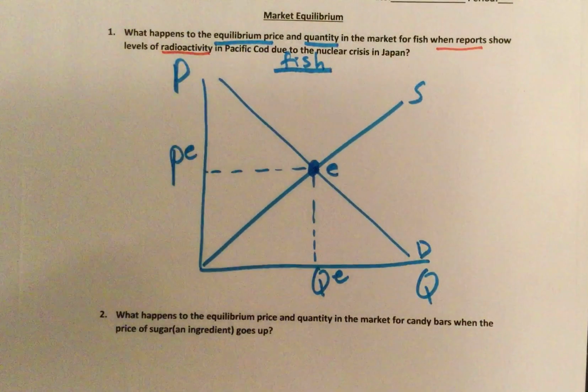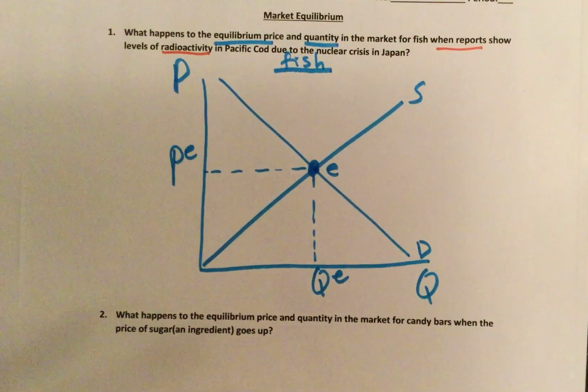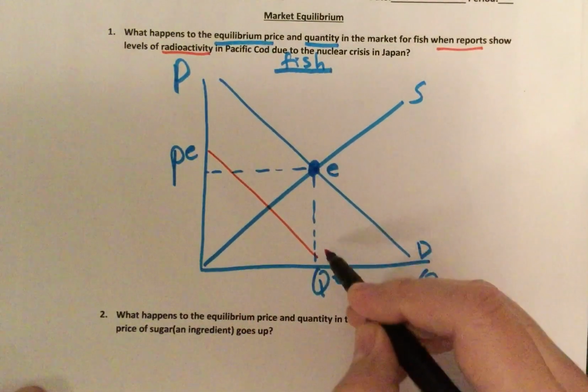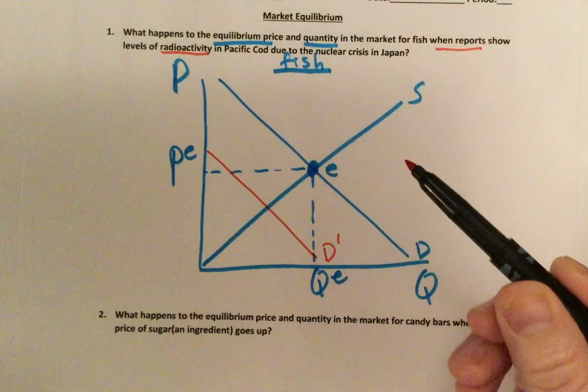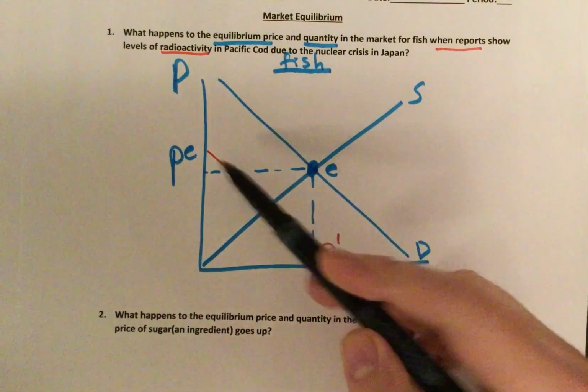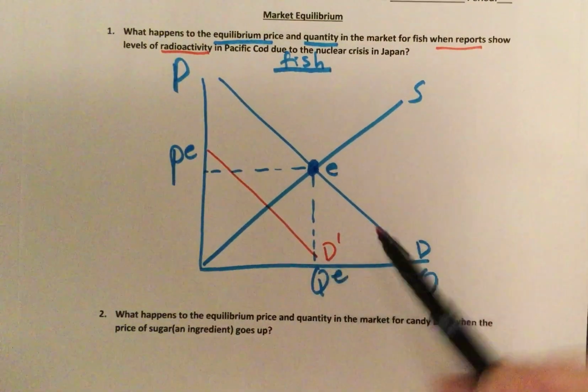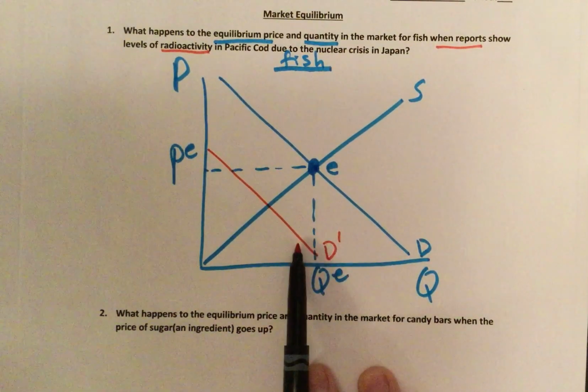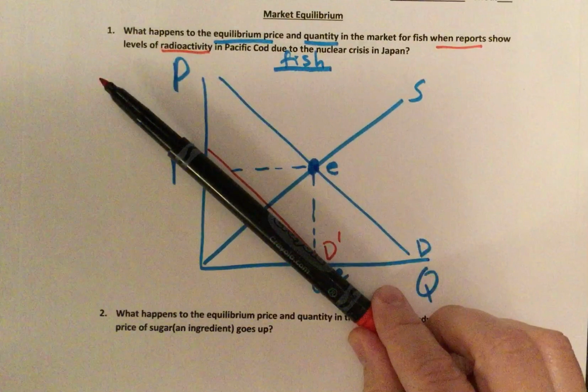So does demand go up or down? Does it shift left or to the right? Well, if news reports are saying that Pacific cod is now radioactive, guess what? I'm not going to buy as much fish. So I'm going to draw a new curve. This is where the new color comes in place to draw the change. I'm going to draw a shift to the left of demand, label that D1 to show that demand moved from this point to here, right? It shifted from here to the left.